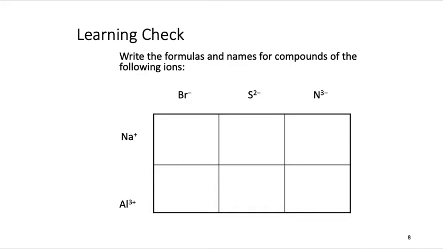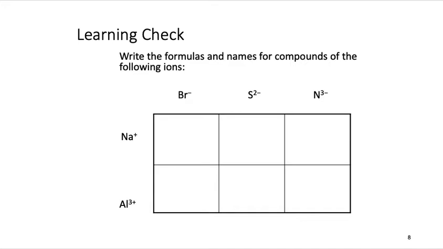Sodium and sulfide. Sulfide is -2. How many positive ones do I need in order to balance with a -2? I need 2. So the name is sodium sulfide, and what's the formula?